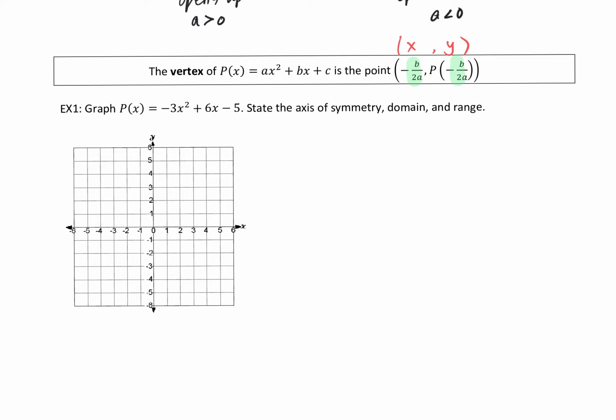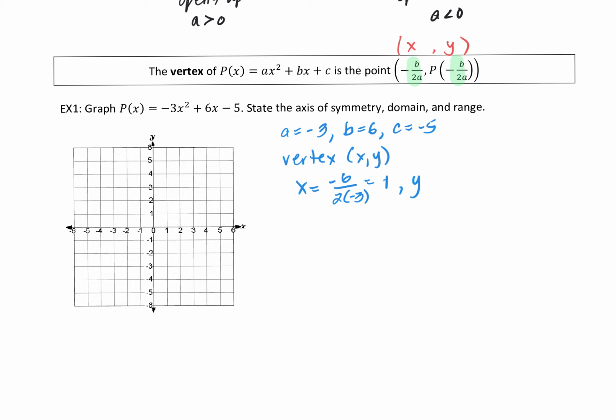So notice that in this particular quadratic function, my a is equal to -3, so I know it's going to be opening down. I also know that b is equal to 6 and c is equal to -5. So when I find my vertex, it's going to be an x and a y, where the x value is -b, which is 6, over 2 times a, which is -3. So my x value is going to be -6 over -6, which would be a +1.